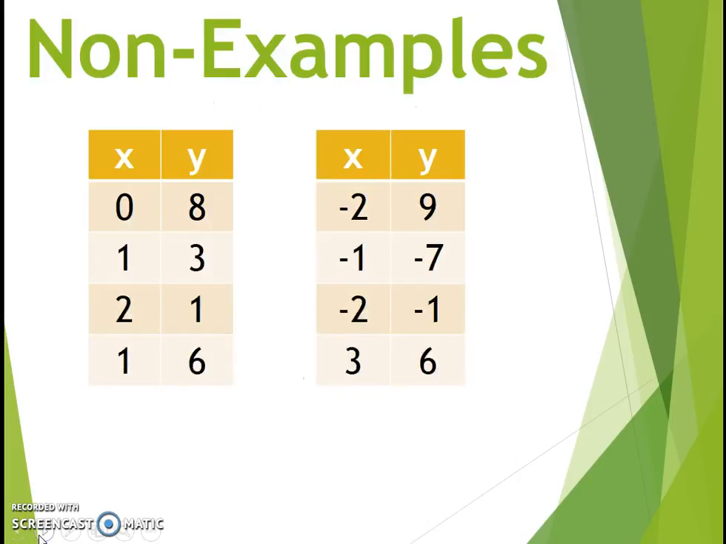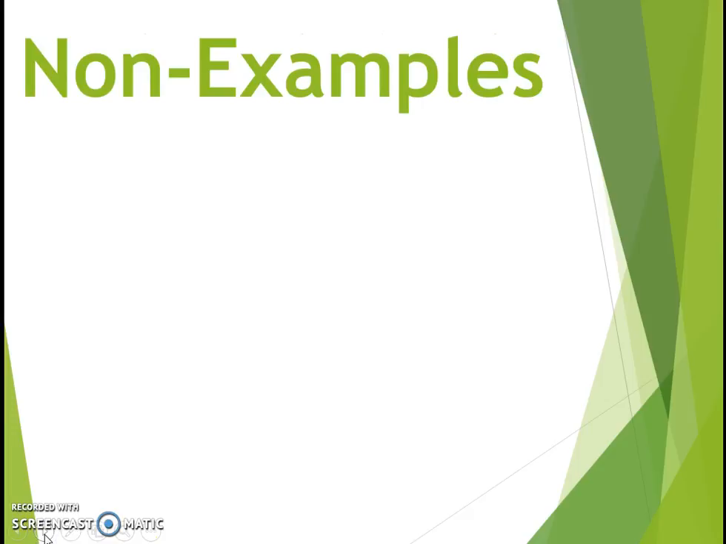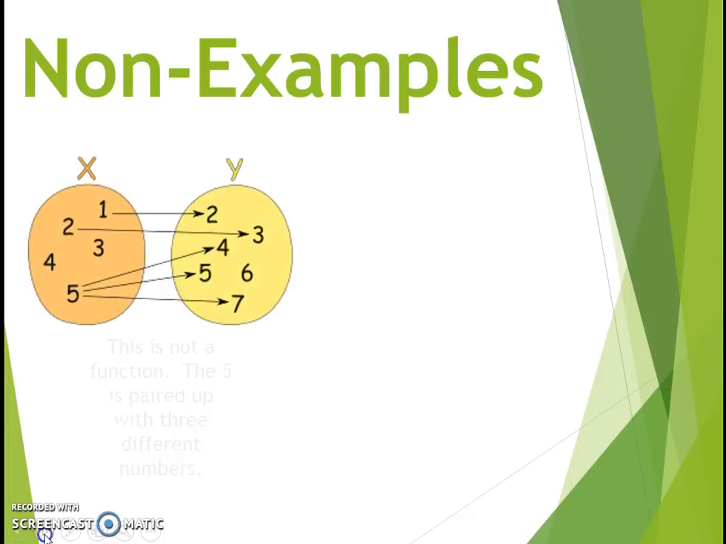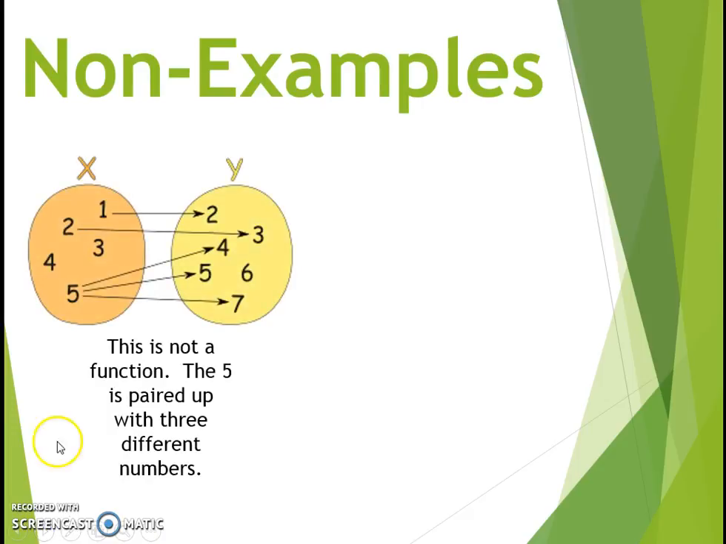So here are some non-examples. This is not a function because we see a repeat in the x values. We have 1 going to 3 and 1 going to 6. We can't have that for a function, so this is not a function. Here we have -2 going to 9 and -2 also paired with -1, and so again, this is not a function.